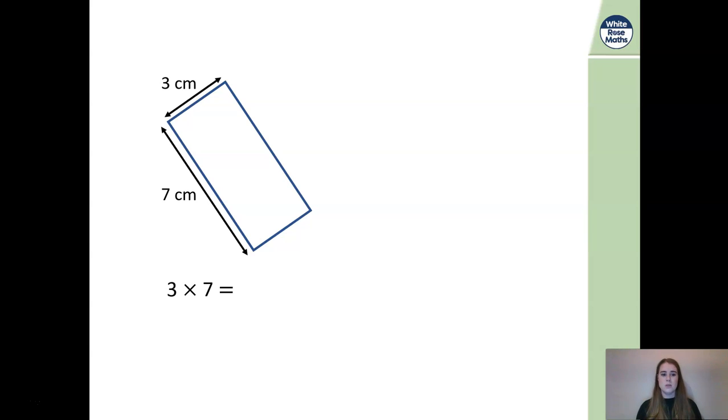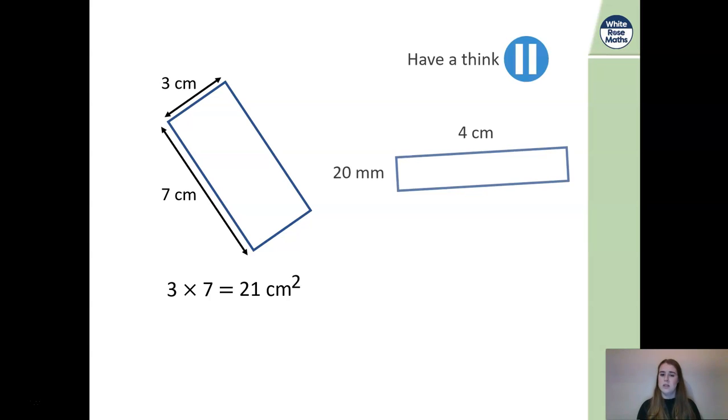So 3 multiplied by 7, well done, is 21 centimetres. However, I feel like I might be forgetting to do something. I haven't written it in the correct form when we are looking at the area. So I need to rewrite my answer as 21 centimetres squared. Well done, Year 5. Pause the video and have a think about how you're going to work out the area of this rectangle.